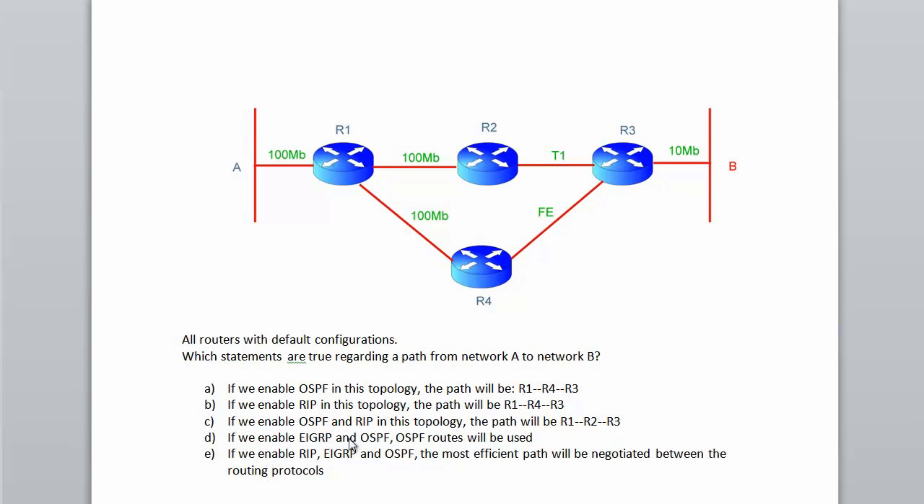If we enable EIGRP and OSPF, OSPF routes will be used. If we enable RIP, EIGRP and OSPF, the most efficient path will be negotiated between the routing protocols. 0, 1, 2, 3, 4, or all 5 answers can be correct. Okay, that's fair enough. Let's go to our lab.